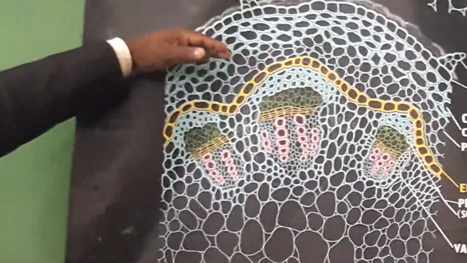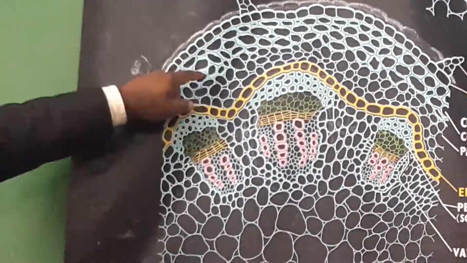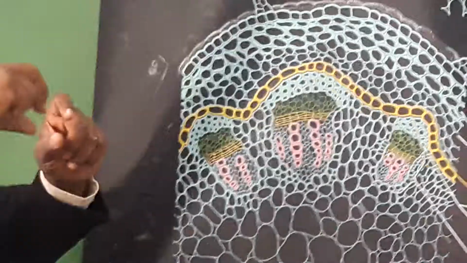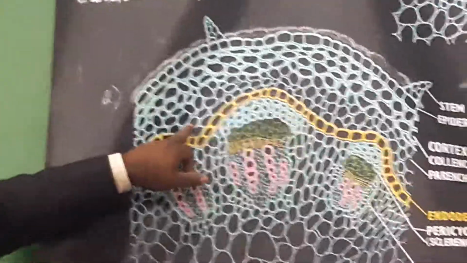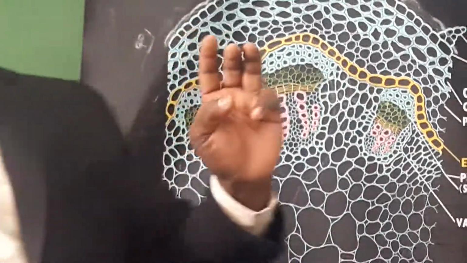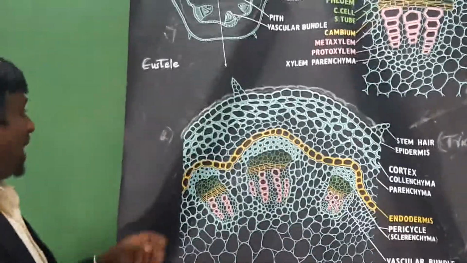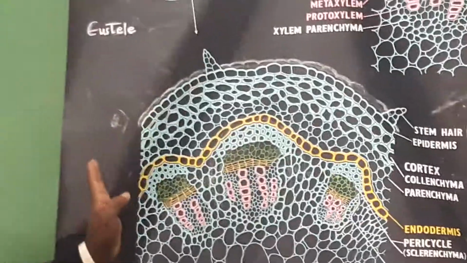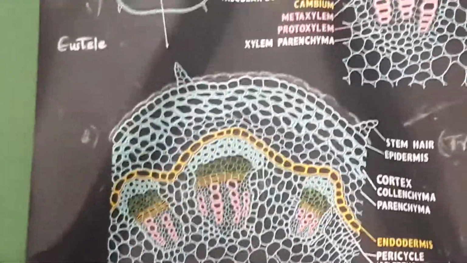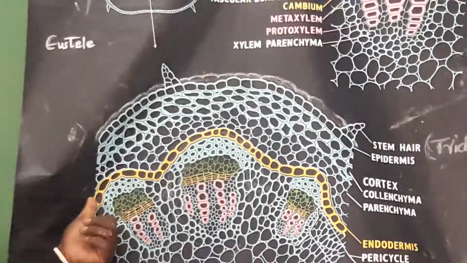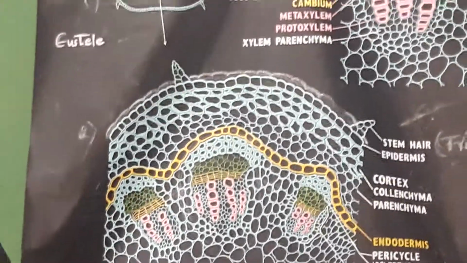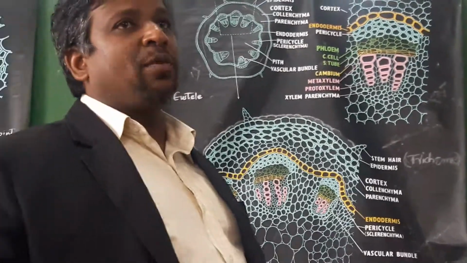Then the cortical layer is there. Three layers you can notice in the cortex: the outermost is parenchymatous, the middle cortex is a single layer of chlorenchyma, and the innermost is normal parenchyma cells. Immediately after the cortex, the innermost layer of cortex is the endodermis. Since they have starch granules distributed in them, we also call it the endodermoid layer.